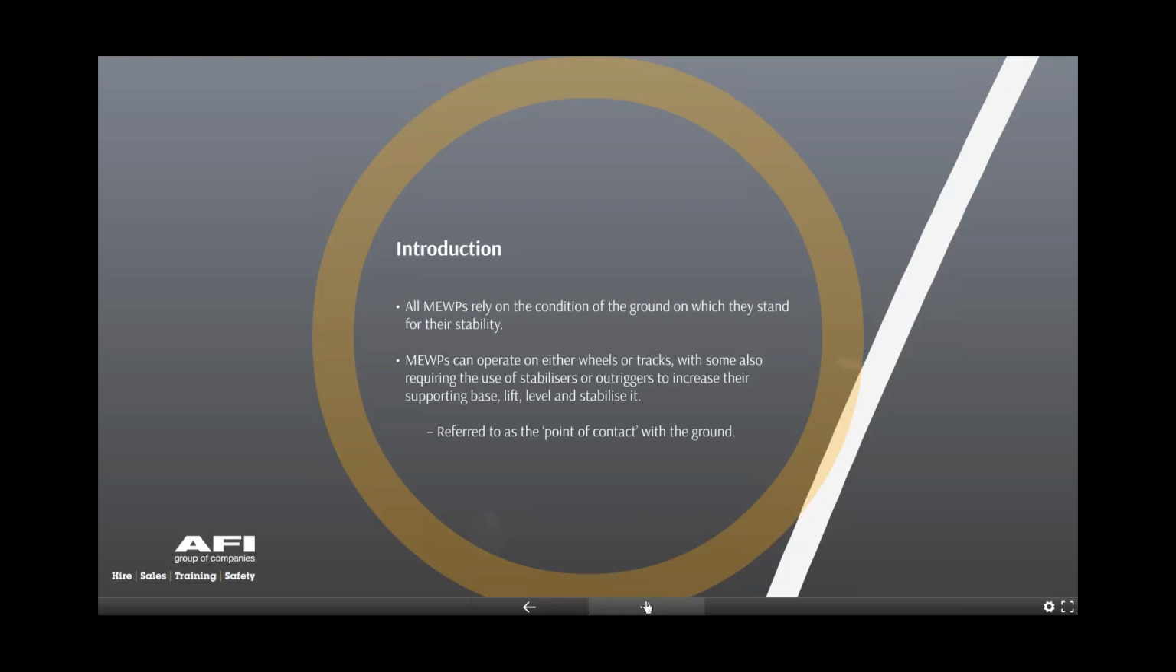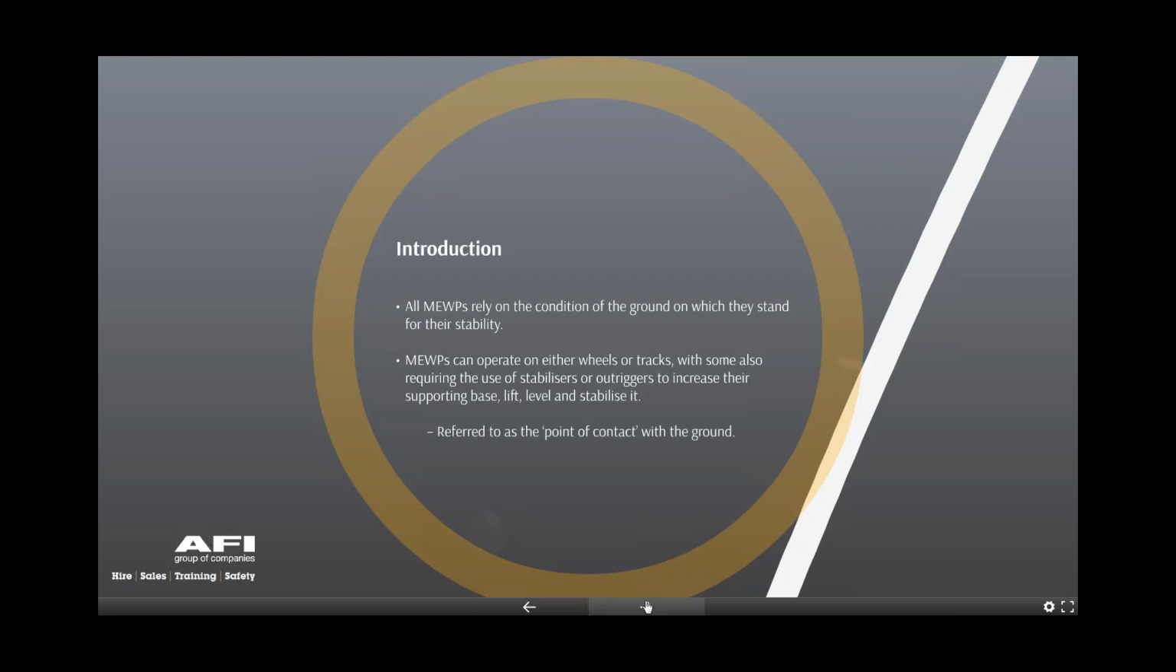So the initial guidance, which I'll cover later, was created. And again, I'll reiterate that this at the time was for boom type MEWPs, which were supported on their outriggers. It's important that I reference that here, because that's what it was for. It's also important to remind ourselves that there are other types of MEWPs out there.